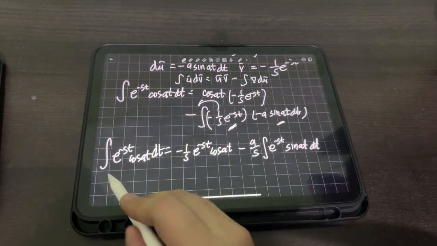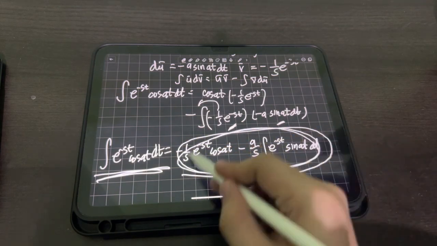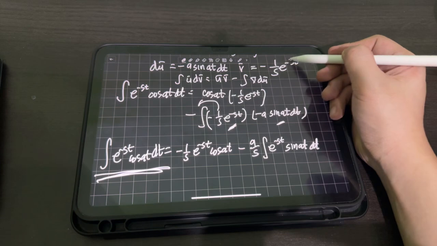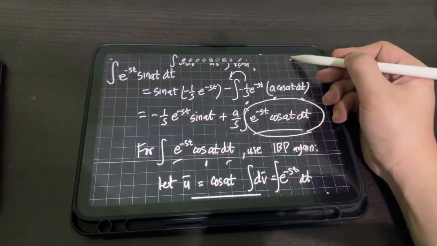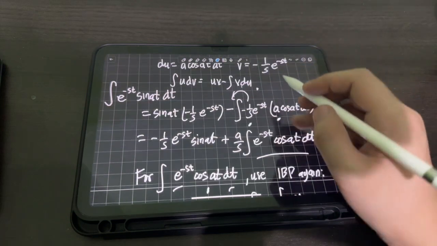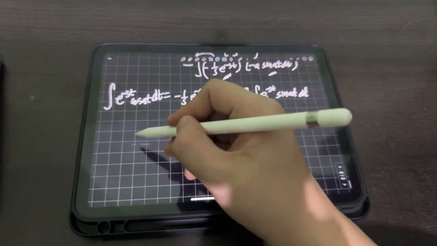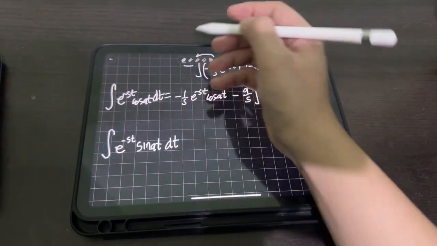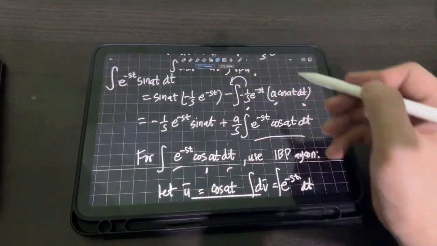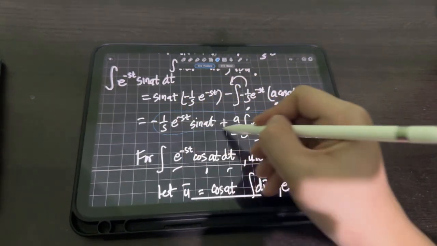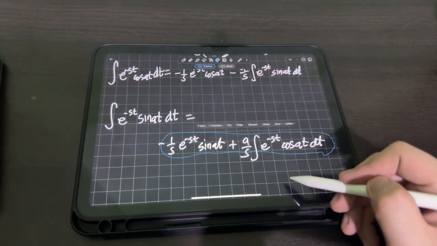So therefore, these two terms can be substituted here. Remember, what we're trying to find is the integral of e to the negative st sine at dt, which is equal to, let's copy this expression over.